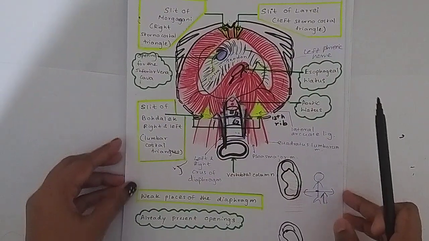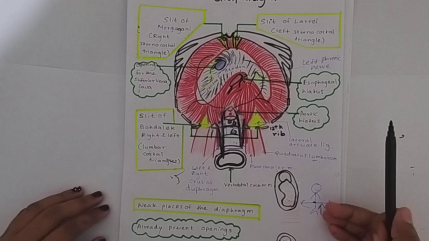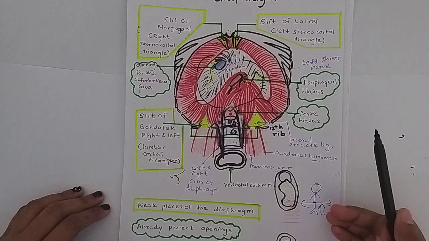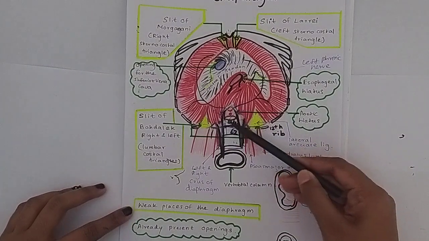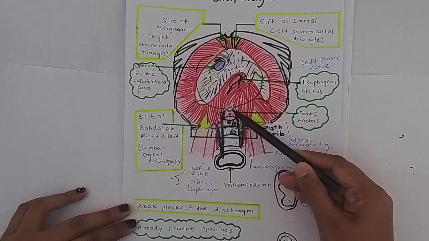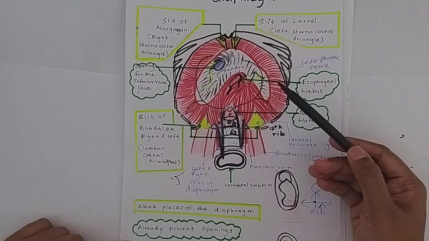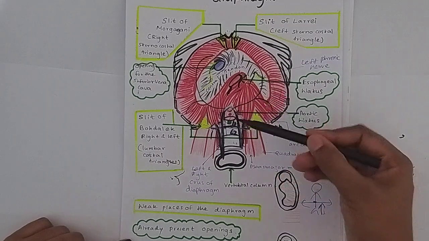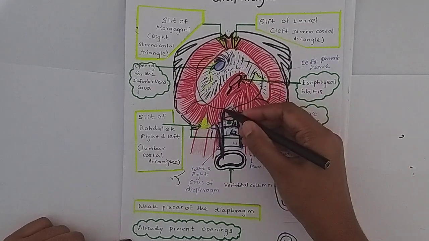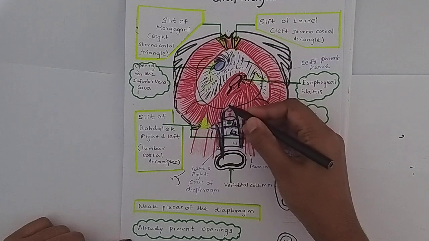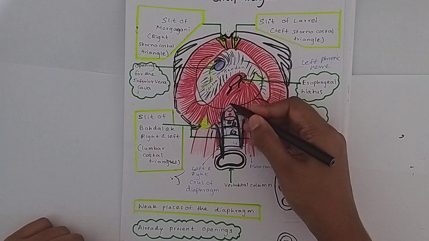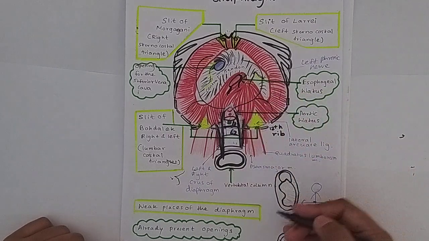Now we will talk about the openings present in the diaphragm. Here I have drawn the aorta. The aorta comes through the aortic hiatus. This aortic hiatus is surrounded by a tendinous band. The whitish area which I have drawn is the tendinous band around the aortic hiatus.